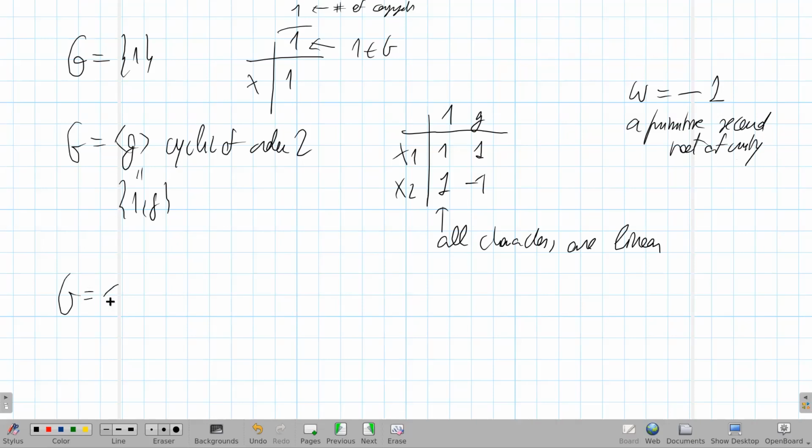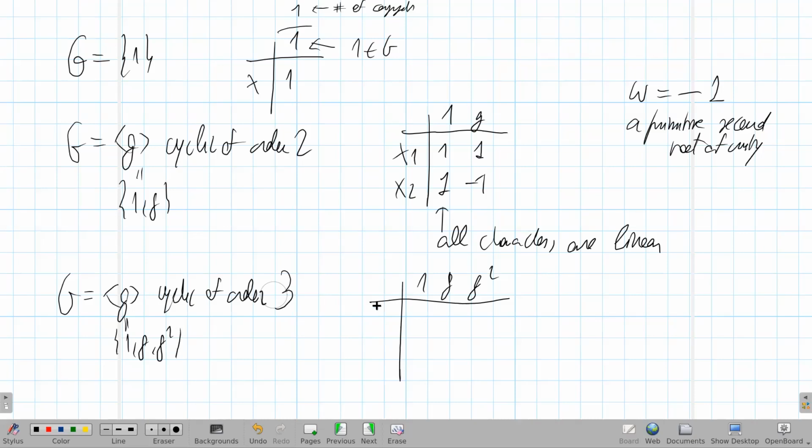Okay, let's make things a little more complicated. Cyclic of order 3. So this time we have 3 characters. Remember, the number of irreducible characters equals the number of conjugacy classes. This is abelian, so there are 3 conjugacy classes. The distinct elements of G are 1, g, g squared. All characters are linear. This is an abelian group, so irreducible characters are linear. And how do you define this? Well, you take omega, a primitive third root of unity.